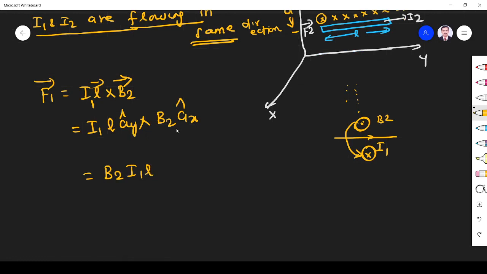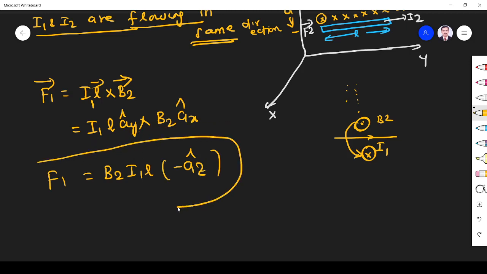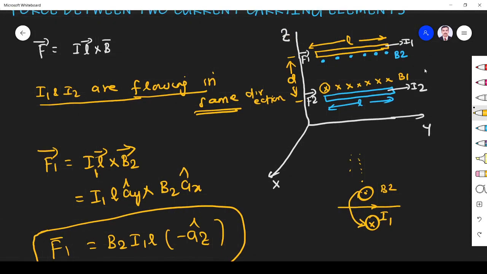What is AY cross AX? AY cross AX is minus AZ. So the force experienced by conductor 1 is along the minus AZ direction. Where is the minus AZ direction? AZ is upward, so minus AZ means downward. So the force F1 will go downwards, right?